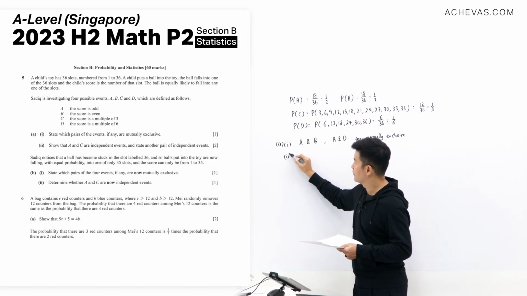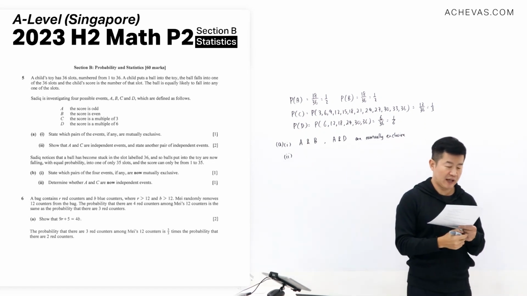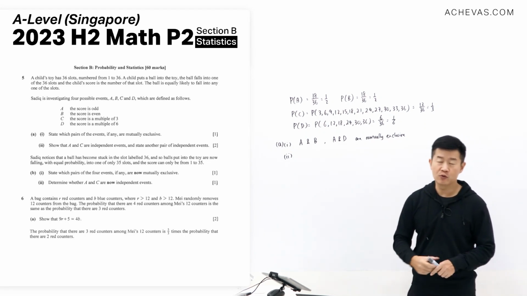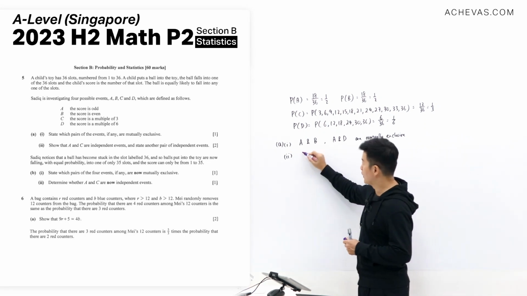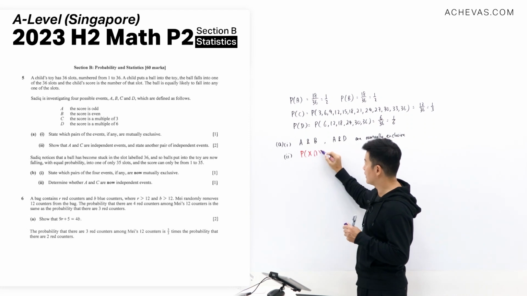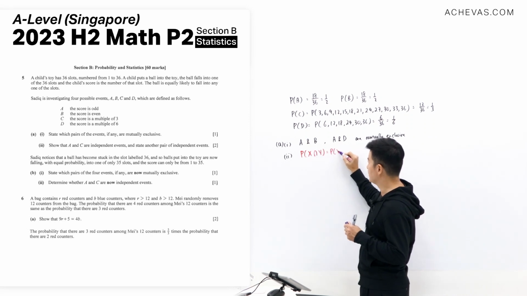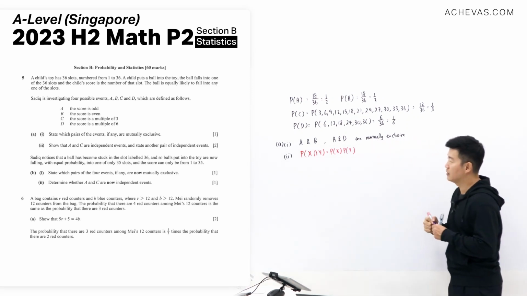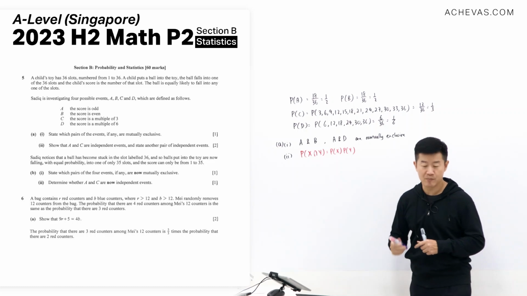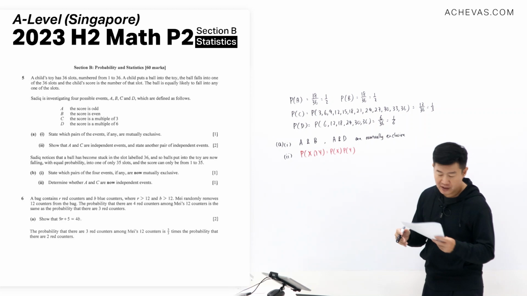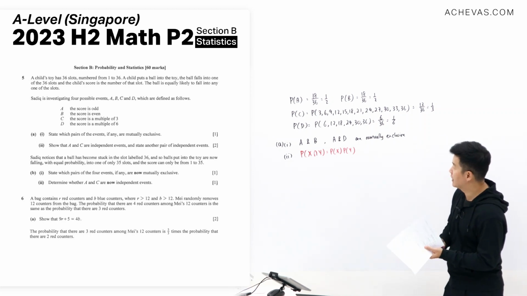Part (a)(ii). We want to show that A and C are independent events. So to show 2 events are independent, I'm going to make use of the fact that if we can show that the probability of an event X intersect event Y is equal to the probability of event X multiplied by the probability of event Y, then we can say that X and Y are independent. So I'm going to make use of this to show that A and C are independent.